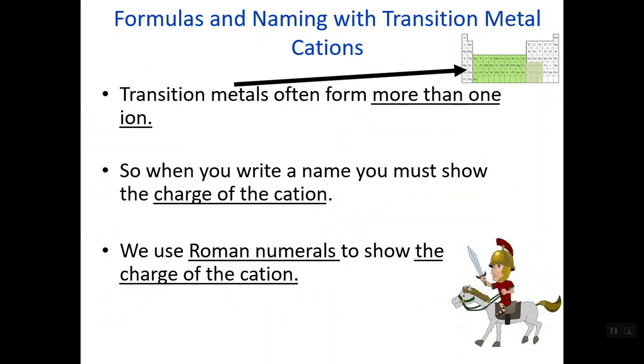Okay, so transition metals often form more than one ion. They're tricky. You can't look at the periodic table and tell what iron's charge will be, because it could be different charges. So when you write the name, you must show the charge of the cation. But how do we do this? Well, we use Roman numerals to show the charge of the cation. Okay, if you haven't finished those notes, you can pause the video so that you can finish them, and then go to the next slide.